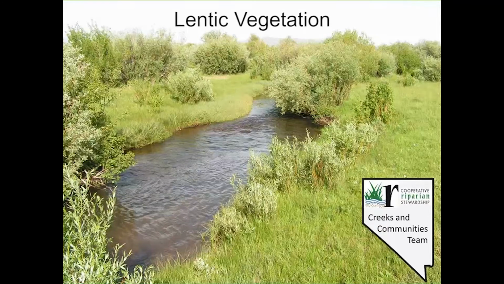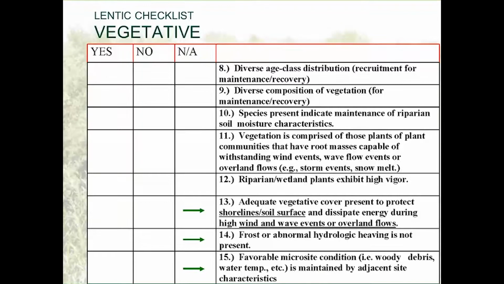So just like with the Lentic form, the Lentic form has a section on vegetation, and we find a similar pattern of questions. We are yet to rewrite this one, so in this case it's age class distribution first and then composition. Then the species present: what are they indicating about the maintenance of riparian soil moisture characteristics?